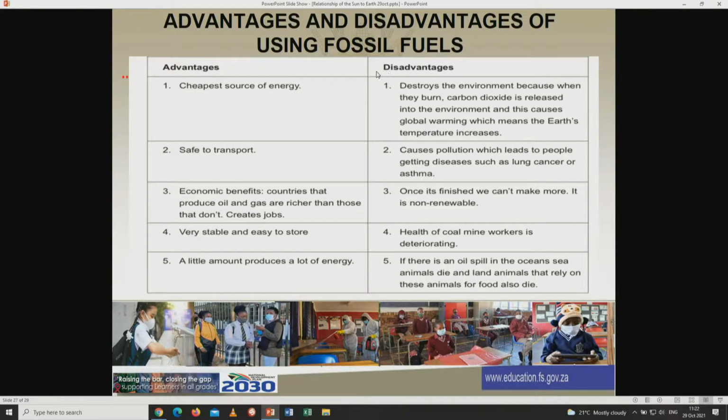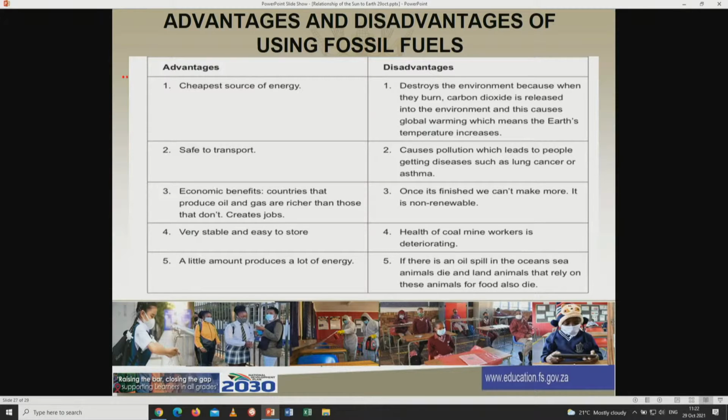Now, the disadvantages? They destroy the environment because when they burn, carbon dioxide is released into the environment, and this causes global warming, which means the Earth's temperature increases. They also cause pollution, which leads to people getting diseases such as lung cancer or asthma. And once they are finished, we cannot make them again. So we name them non-renewable energy sources.